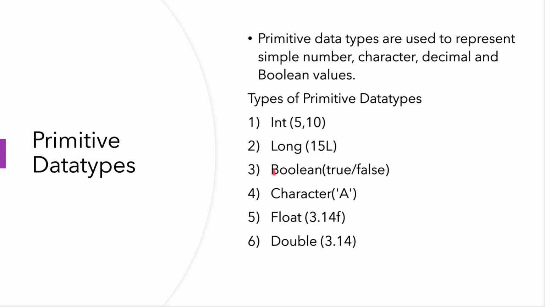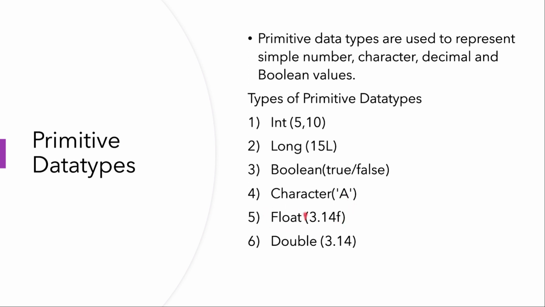The next one is Boolean data type. In Boolean data type, you can store only two values, true or false. After that comes the character. The character will be represented by single quotes and you can store only single characters like A, B, C and all that.